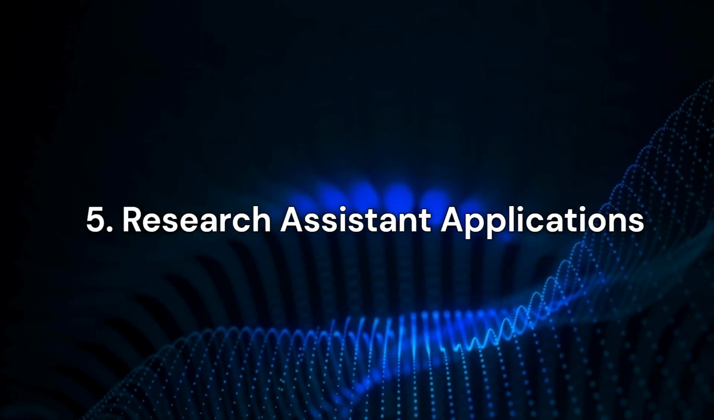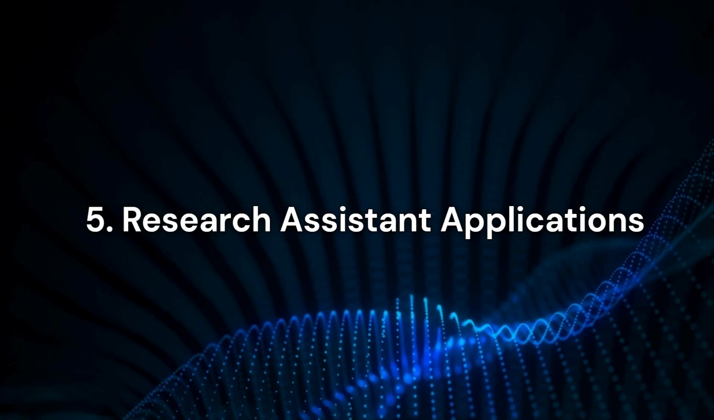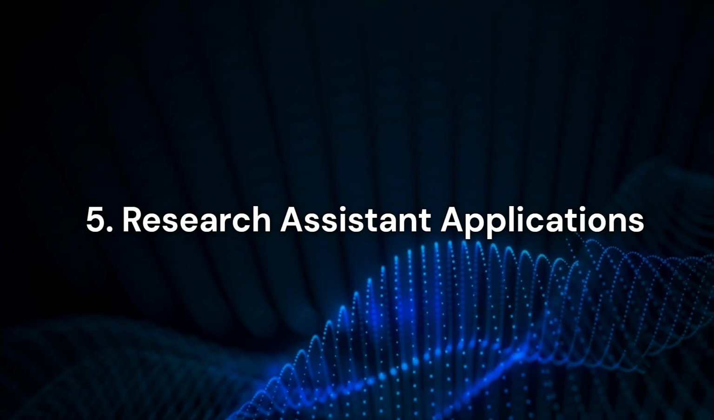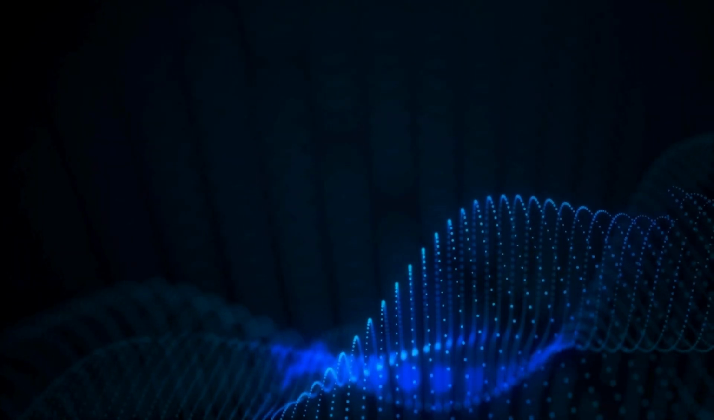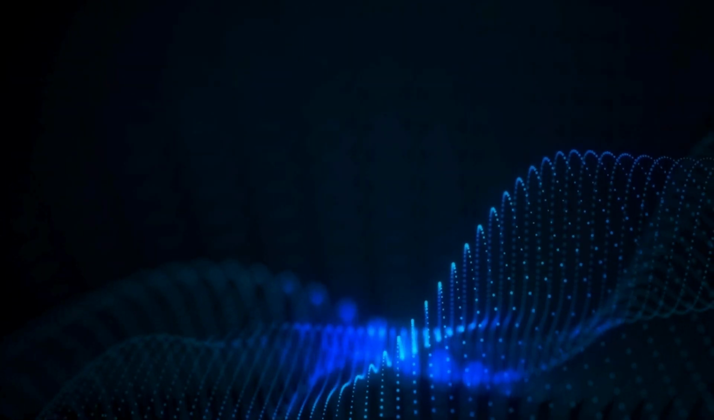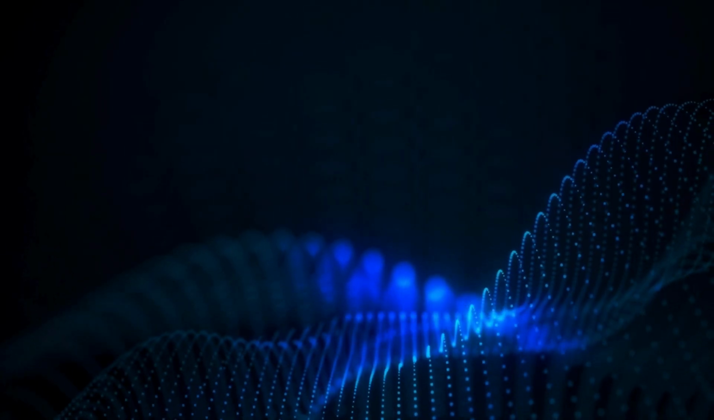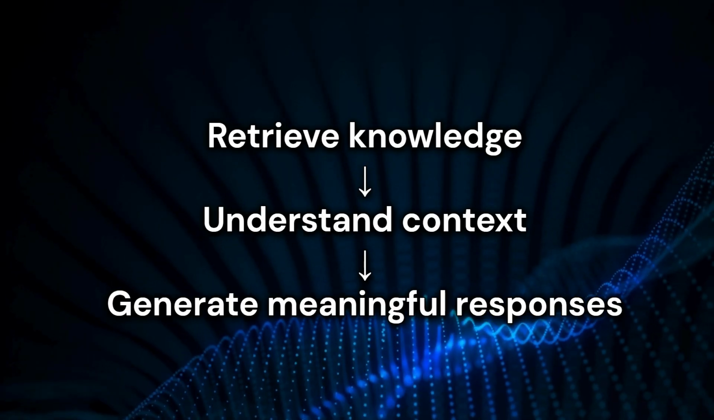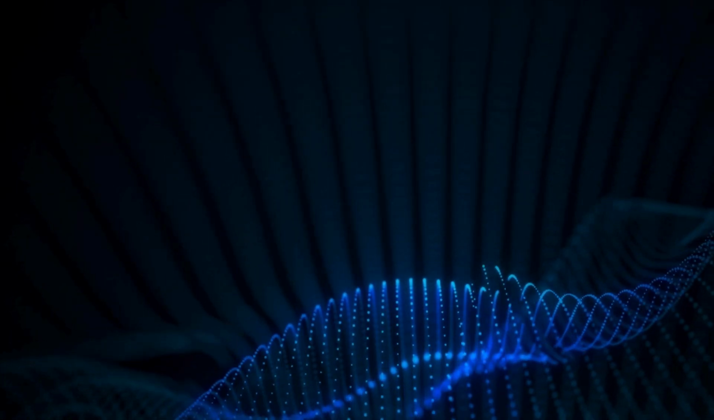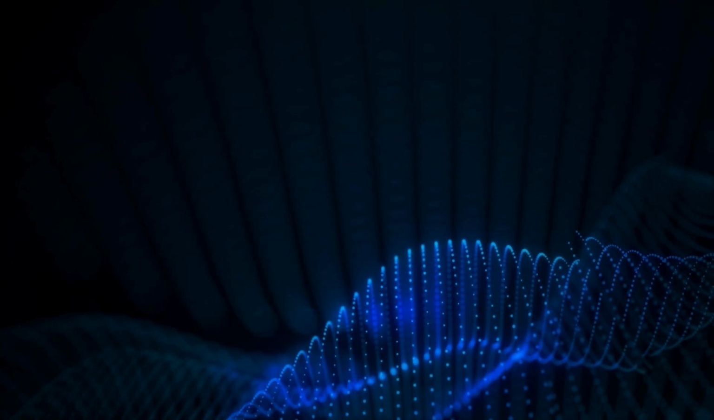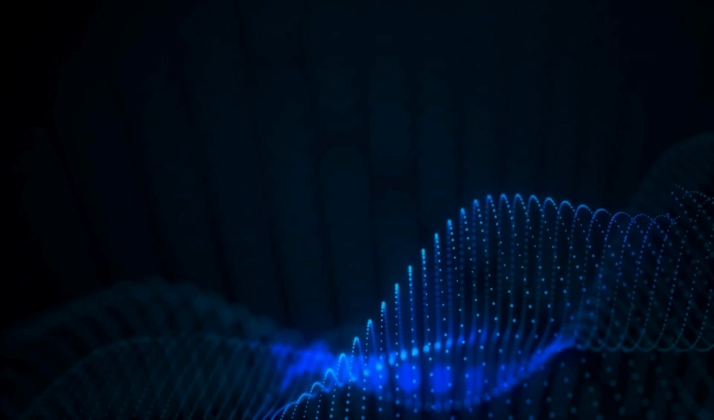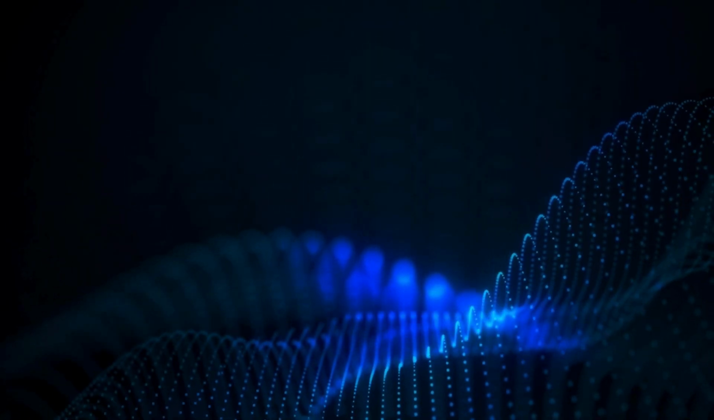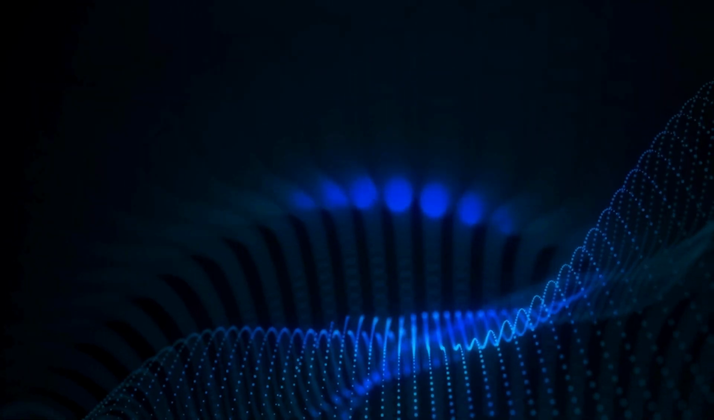And fifth, research assistant applications: summarize and analyze research papers and accelerate academic and technical work. The key idea is simple. RAG transforms static information into intelligent, interactive systems. It allows machines to retrieve knowledge, understand context, and generate meaningful responses. And this is why RAG is becoming one of the most important architectures in modern AI systems. If you understand these use cases clearly, you are not just learning AI, you are learning how real products are built in the industry.